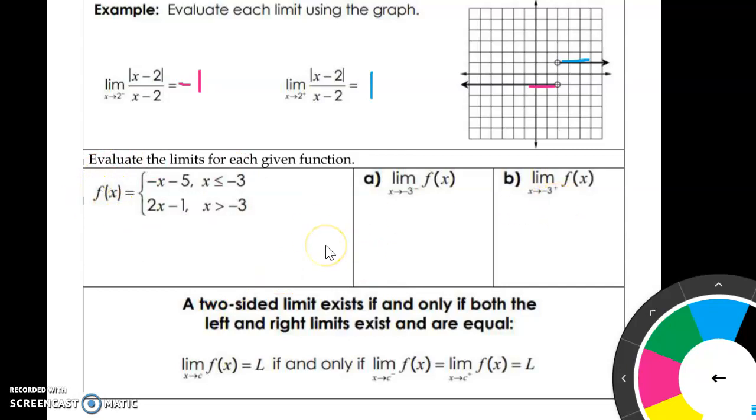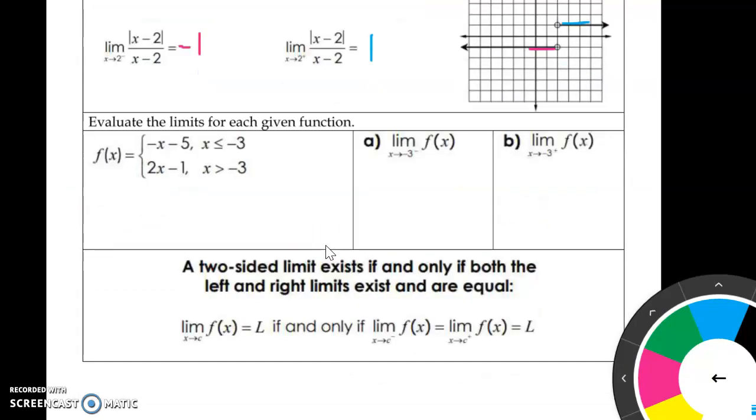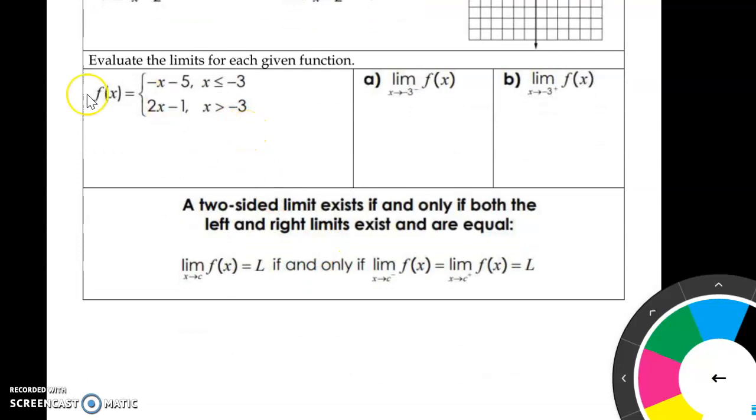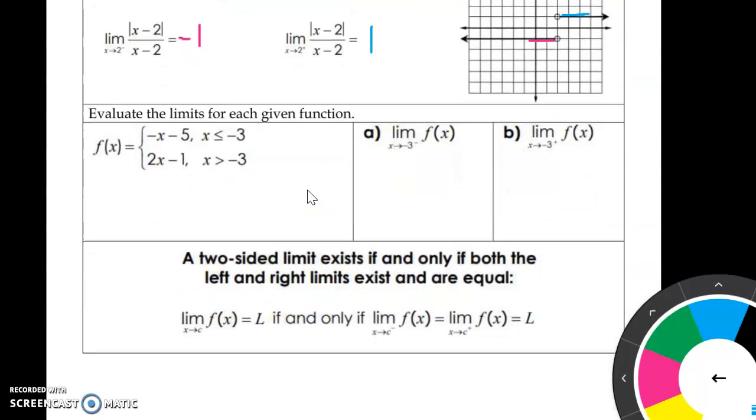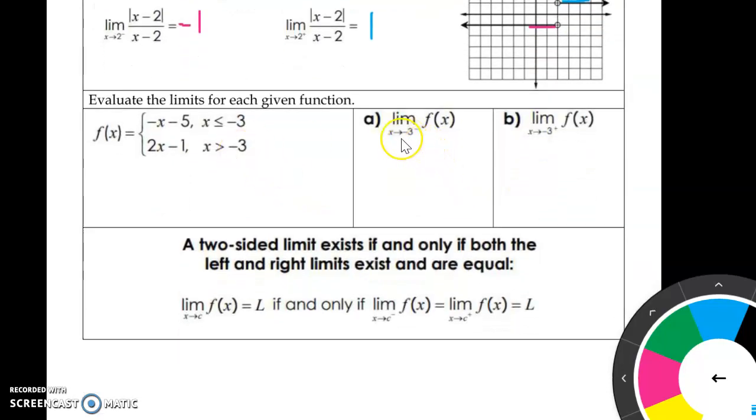Okay, let's do this next example. Evaluate the limits for each given function. There's just this one. So f of x is equal to this piecewise function. Here we're looking for the limit of f of x as x approaches -3 from the left, and then also as x approaches -3 from the right. If we look here, we have a piecewise function, and right here, when x is equal to -3, we would use this function, -x minus 5.